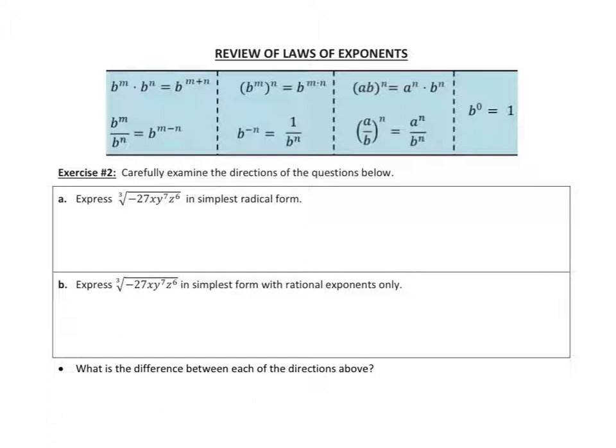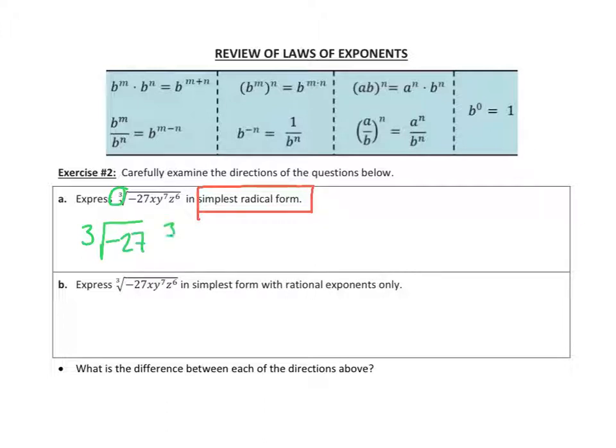And that's the key. We have to be able to solve things in multiple ways. So the first one, notice it says in simplest radical form, and just highlight that in your notebook. Most people are pretty good at simplest radical form, so let's just quickly review what we would do. The only catch here is that it's not a square root, it's a cubed root. So I need the cubed root of negative 27.